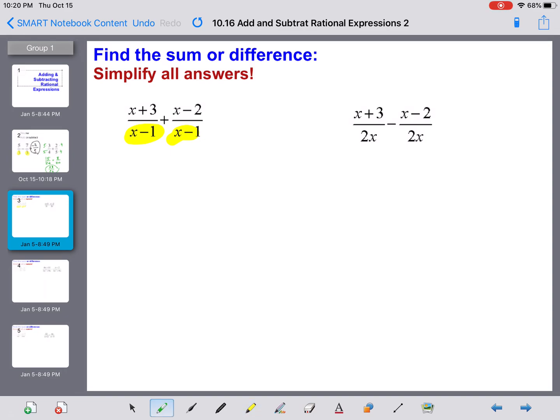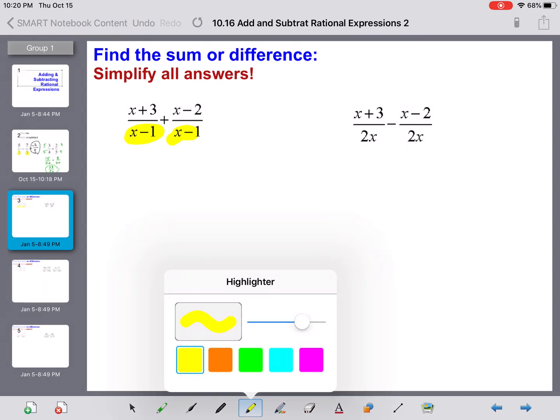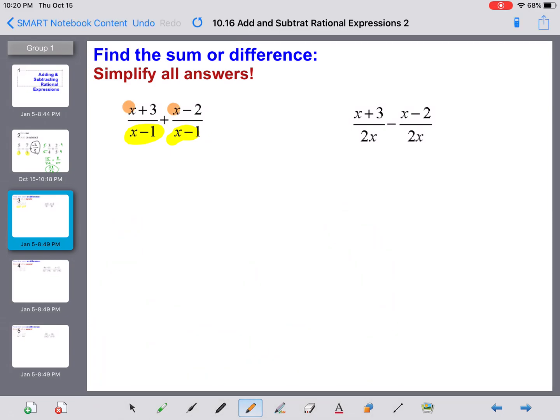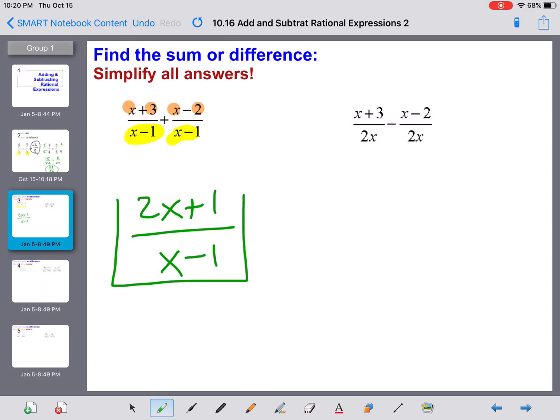So we're going to add like terms up top. So x and x will make 2x, making sure that we're adding, and then 3 and negative 2 will add to be positive 1. And our common denominator stays as x minus 1. Now we need to remember that we can only simplify this if we are able to factor or have a common factor. So 2x plus 1 has no factors other than 1. x minus 1 doesn't have a GCF of anything other than 1, so this would be our final answer, and we can't do any extra simplifying from there.